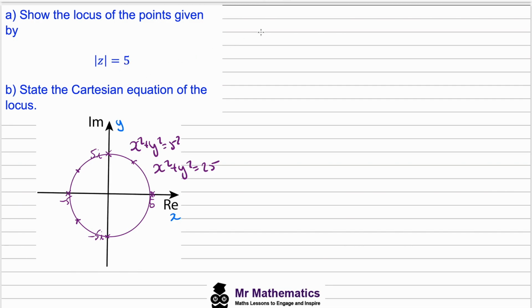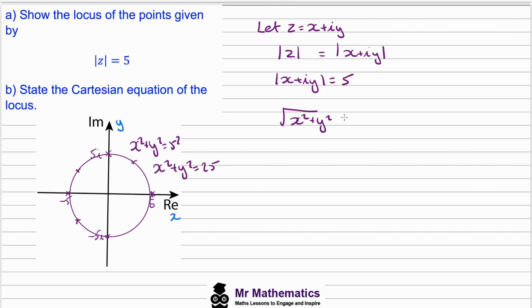But we could have worked this out a different way. If we say, let z equals x plus iy, so it's got a real part x and an imaginary part y, then the magnitude of z will be equal to the magnitude of x plus iy. And we know that the magnitude of z is given as 5. And we can Pythagorize this x plus iy, so we have the square root of x squared plus y squared, and this will equal 5. And then we can take the square of both sides, so x squared plus y squared is equal to 25.